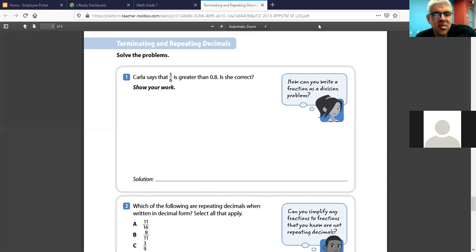Hi, welcome everyone. What you see here on this page is the lesson terminating and repeating decimals. So let's get right to it. Let me do my annotations.